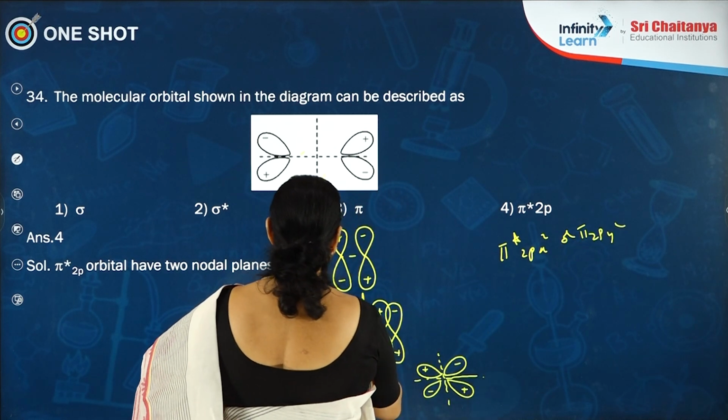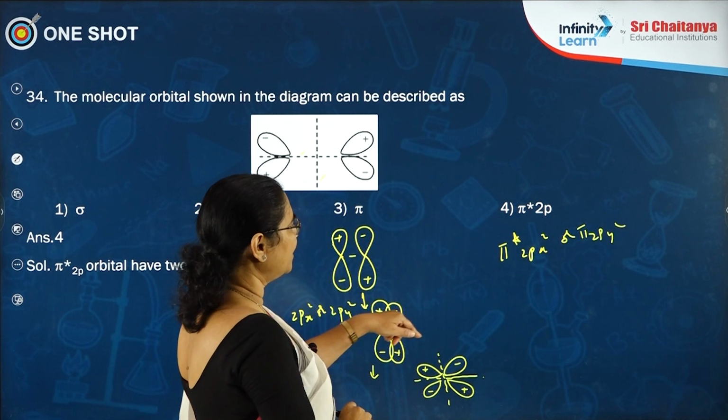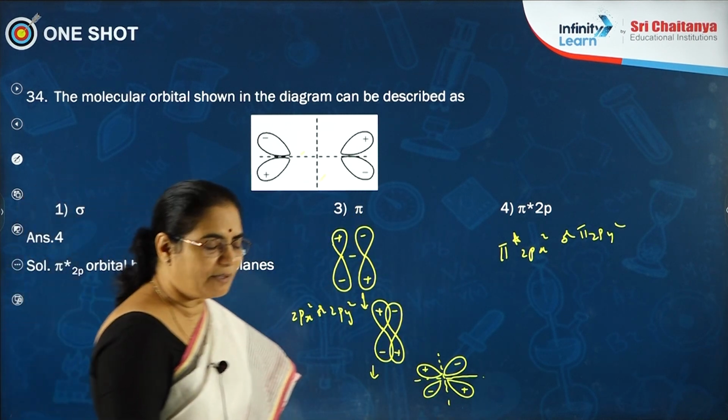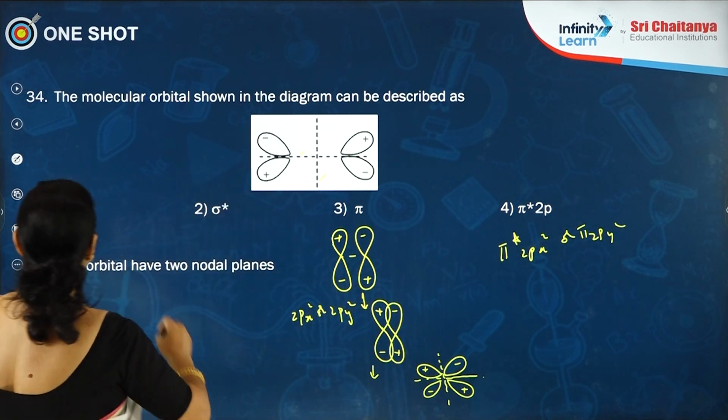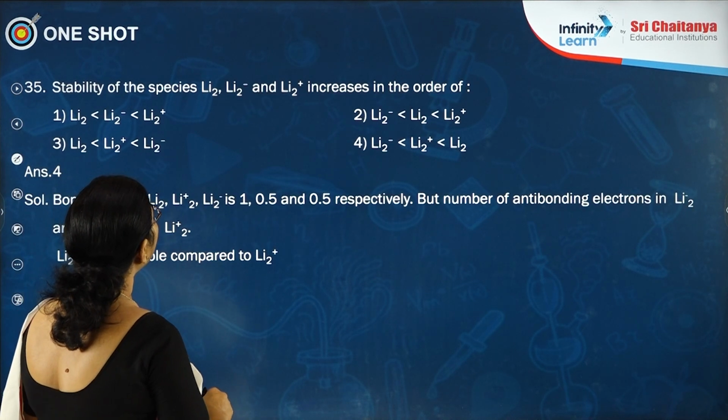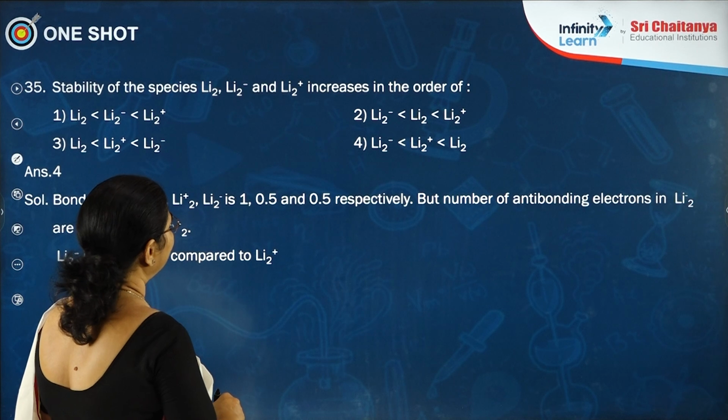These are pi star 2px, 2py. Pi orbitals with stars have a maximum of 2 nodal planes. Rest all of them have 1 nodal plane. Next, stability of the species Li2, Li2 minus, Li2 plus.